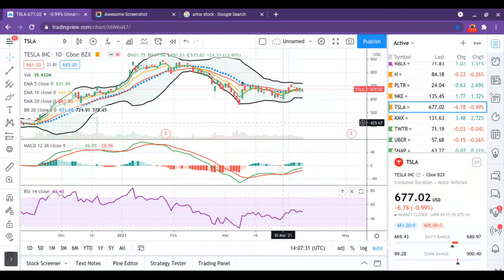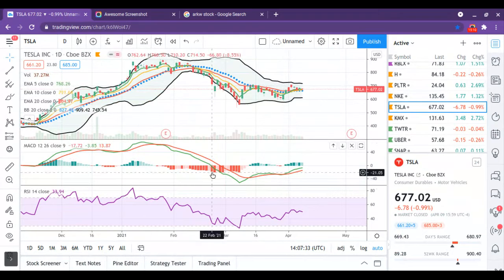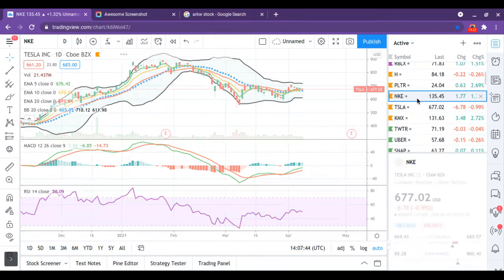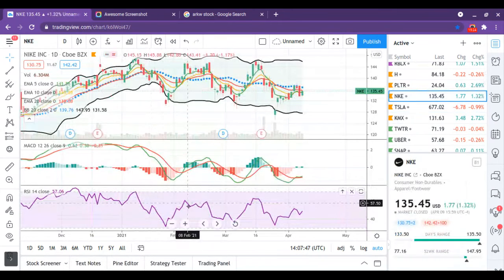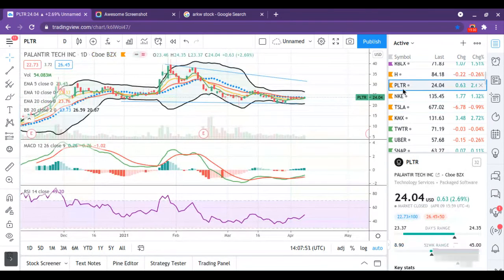Undersold, so it kind of picked back up. And you see where it hasn't really broken out. It went up, but it didn't really break out. And then it went down. And it went down hard. You know what I mean? And then same thing with Nike. This is not an oversold pattern. It's just not really breaking out.